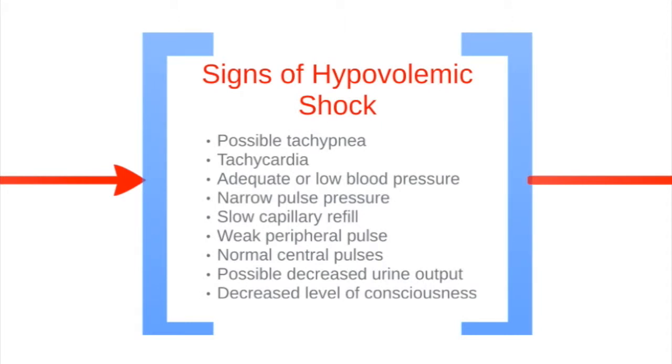The signs of hypovolemic shock include possible tachypnea, tachycardia, adequate or low blood pressure, a narrow pulse pressure, slow capillary refill, weak peripheral pulses, normal central pulses, possible decreased urine output, and/or decreased level of consciousness.